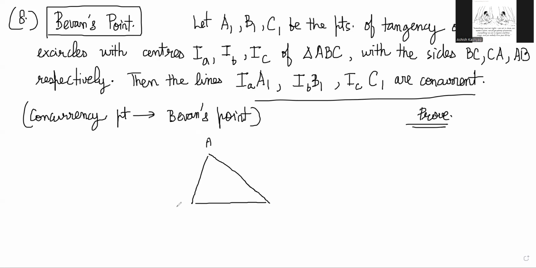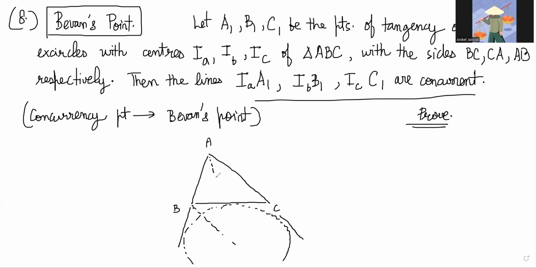So this is triangle ABC. I extend the sides, and this would be the excircle opposite to A, right? It can be constructed by making angle bisectors of these exterior angles and the interior angle, right? I hope everyone knows this. This center has been called IA here, right?